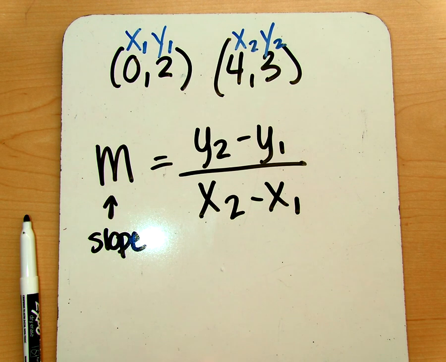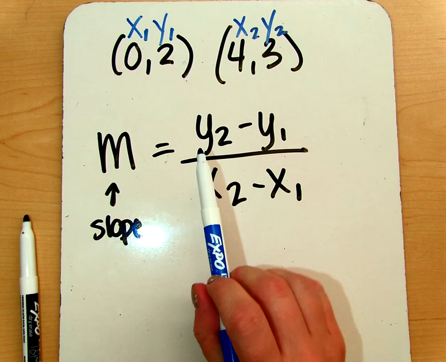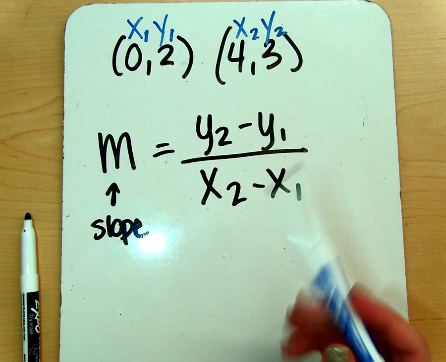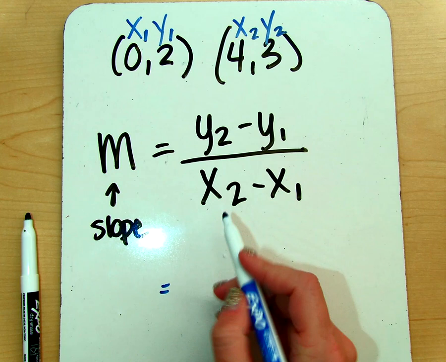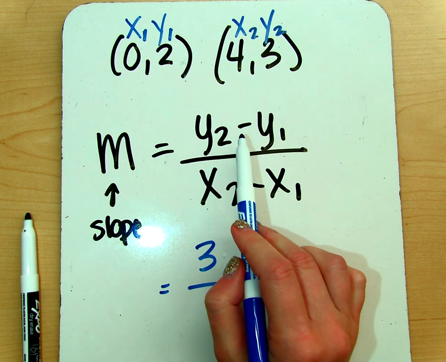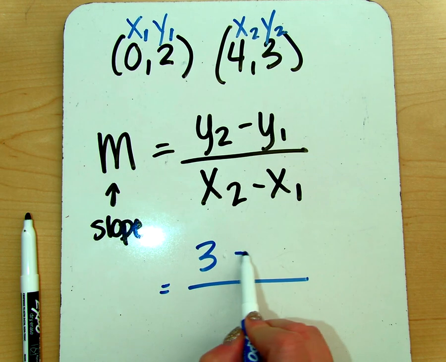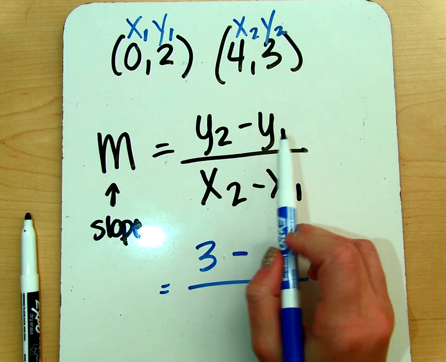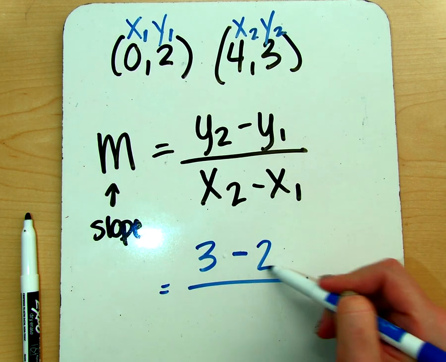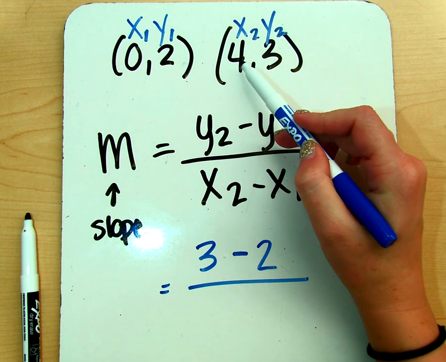So when we have this formula, our y2 value that we just labeled is a 3. So we're going to come down here and plug in a 3 for our y2. Our operation in the middle is always a subtraction sign. Our y1 that we just labeled is a 2. Our x2 is a 4.